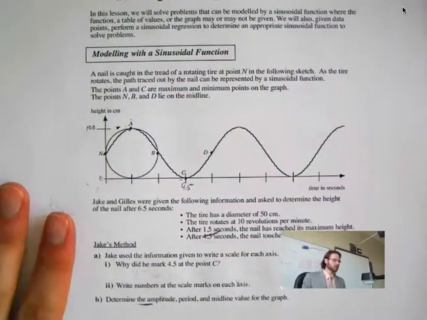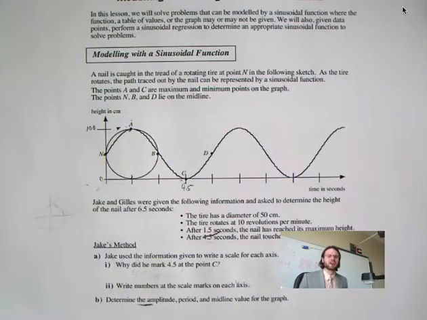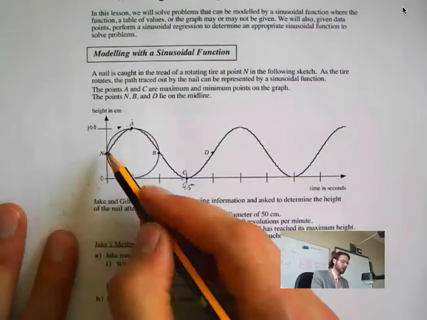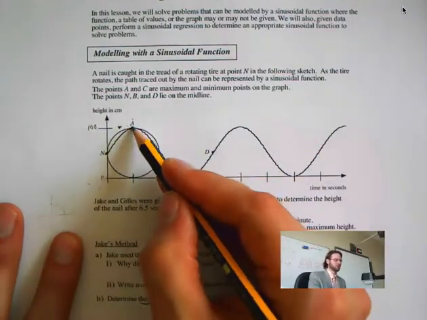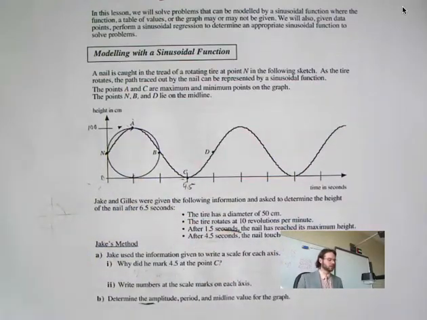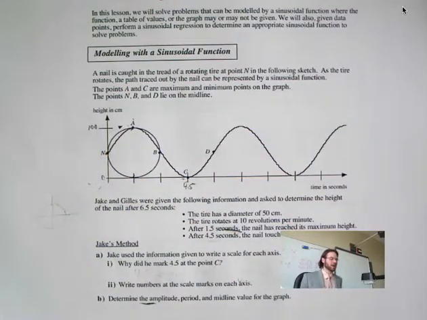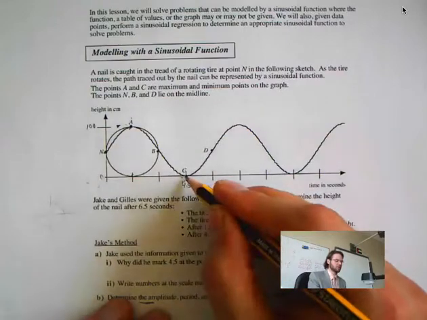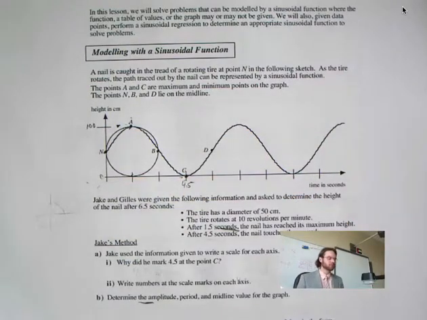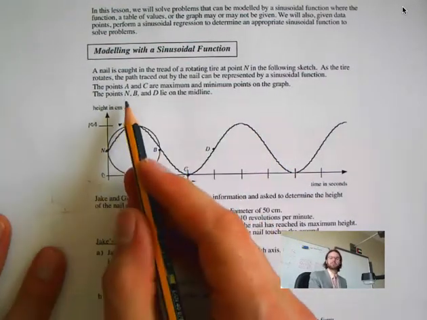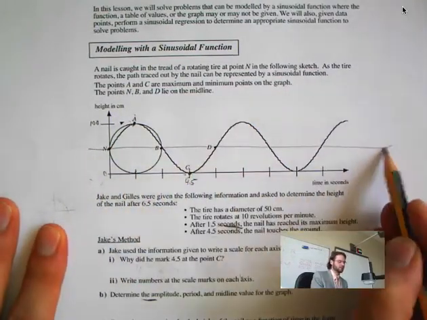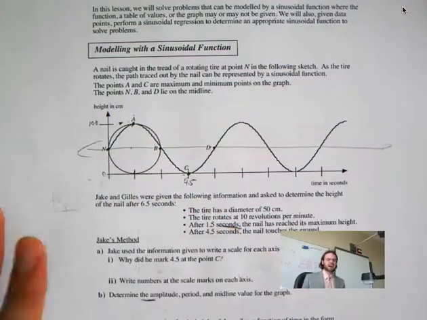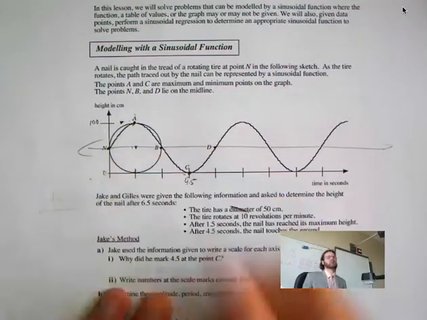So here's my first example. It says a nail is caught in the tread of a rotating tire at point N. And it goes all the way up and down, up and down. So there's the top of the tire, bottom of the tire. Points A and C are the max and min. That makes sense. This is the top of the tire, bottom of the tire when it hits the ground. And we also know points N, B, and D lie on the midline. The midline goes straight across like that, and that's the middle, where the axle of the tire is.